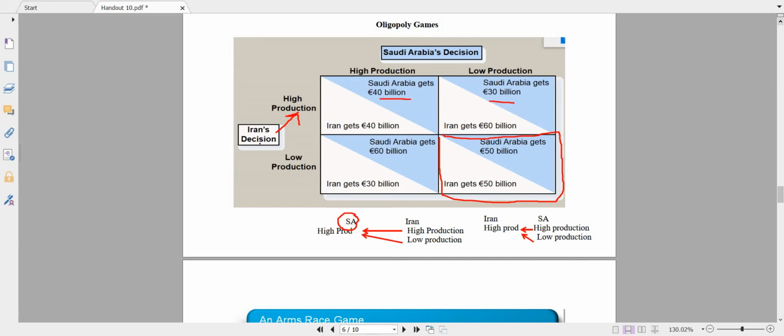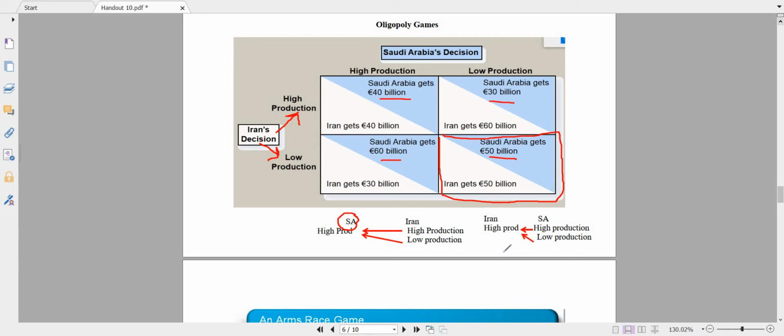What if Iran goes for low production? You can see for yourself that Saudi Arabia is again going to compare its payoffs, and it's going to be much more beneficial for Saudi Arabia to go for high production again, because this way it can make higher profits. So irrespective of what Iran does, the best strategy for Saudi Arabia is high production. That's settled as to what Saudi Arabia is going to do. Now let's look at the same scenario from Iran's perspective.